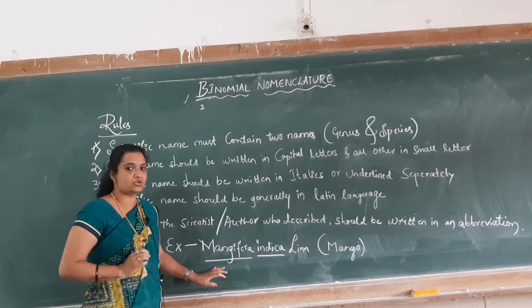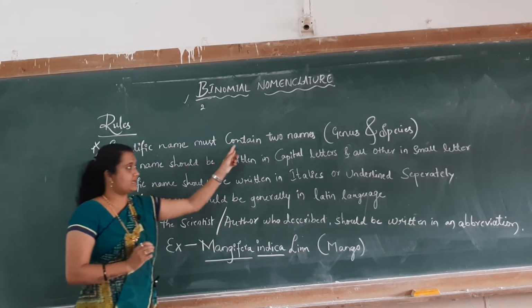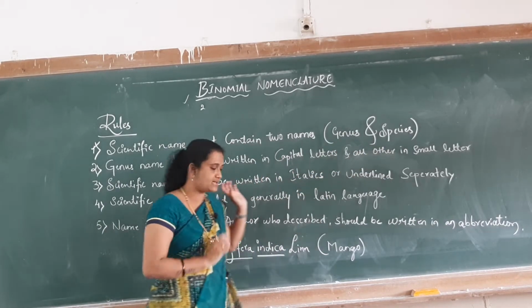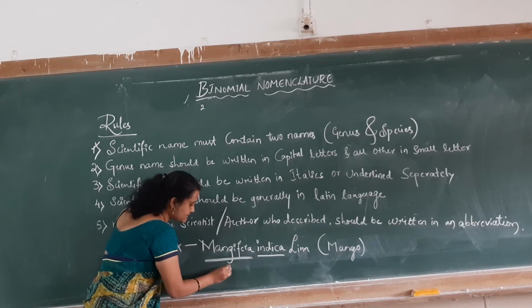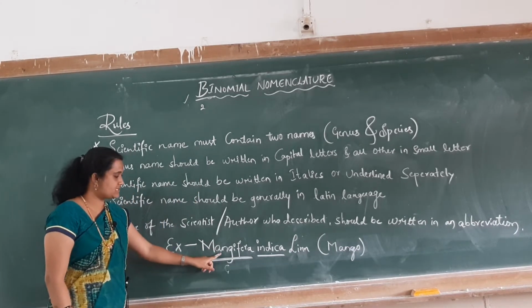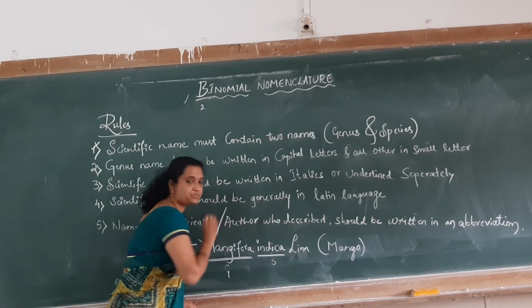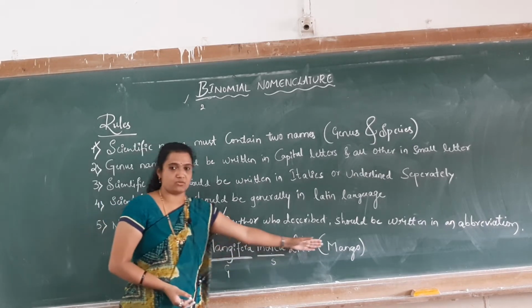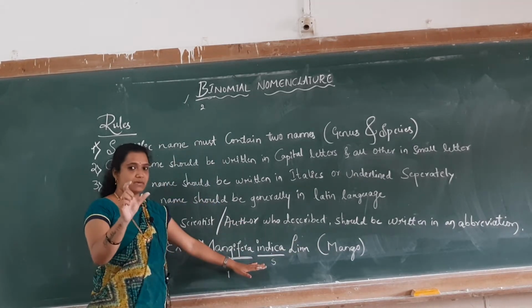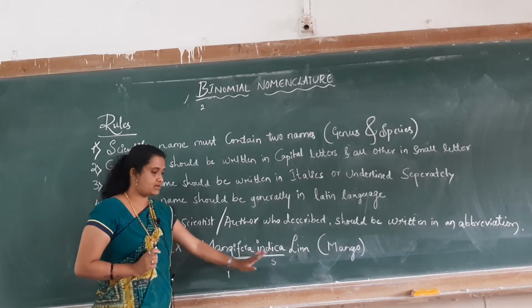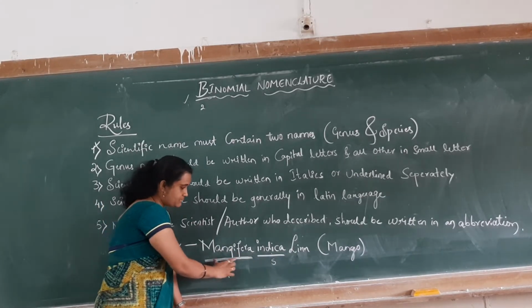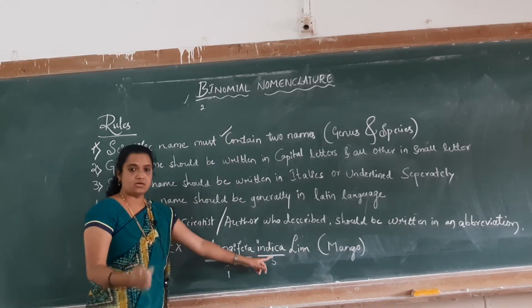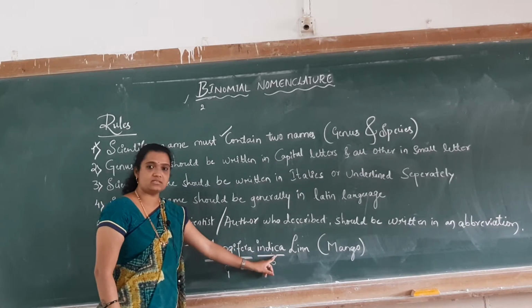What is the first rule? The scientific name must contain two names: one is genus, another is species. Here you can see the first one is the genus name, and this is the species name. You can see varieties of species in mango, but this is the particular name of the particular species, Mangifera indica. Here this is the genus name and this is the species name. The first rule is clear now because it has two names, one genus, another species.